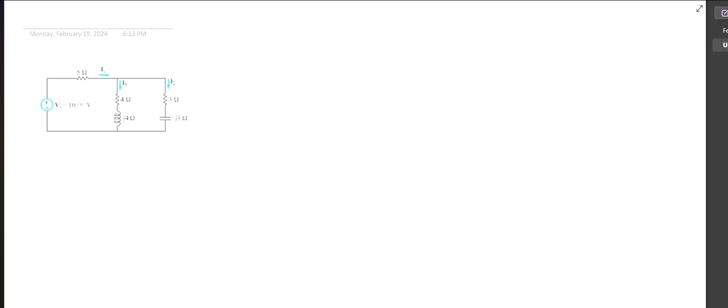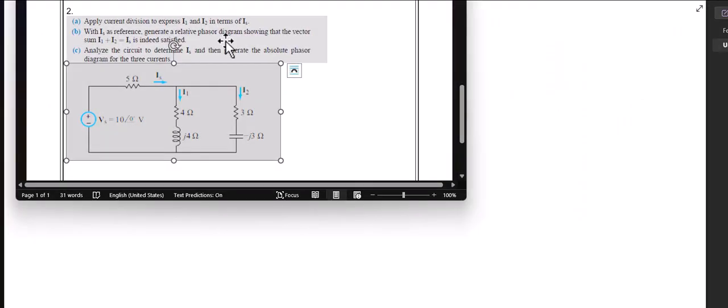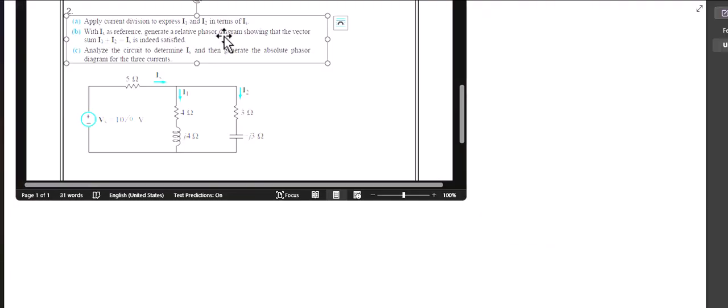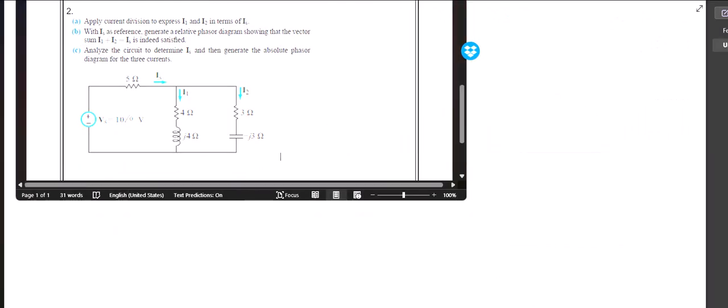Okay, I am just going to talk you through this. I don't have time to work it out with the numbers, but to give you an idea as to how it would work. So let's say in this particular problem, this is from the worksheet that I made, you are supposed to apply current division.